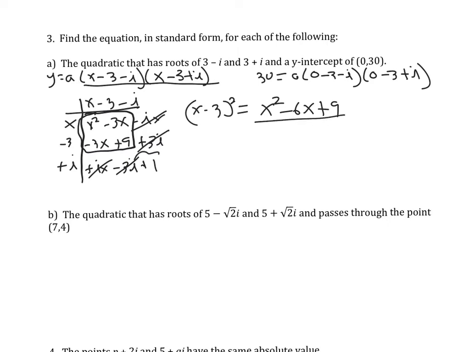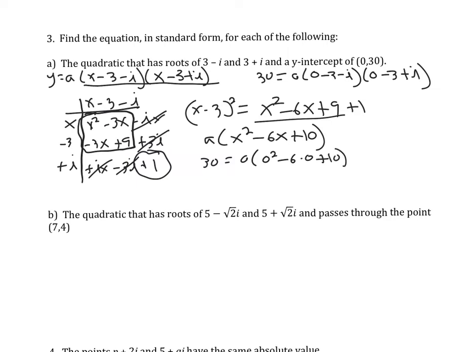And then in addition, we have this thing here, which is just the i times the negative i, which is a plus 1, which means that our quadratic, with the a back in, is a times x squared minus 6x plus 10. When we substitute, we get 30 equals a times 0 squared minus 6 times 0 plus 10, or 30 equals a times 10, so a is equal to 3.